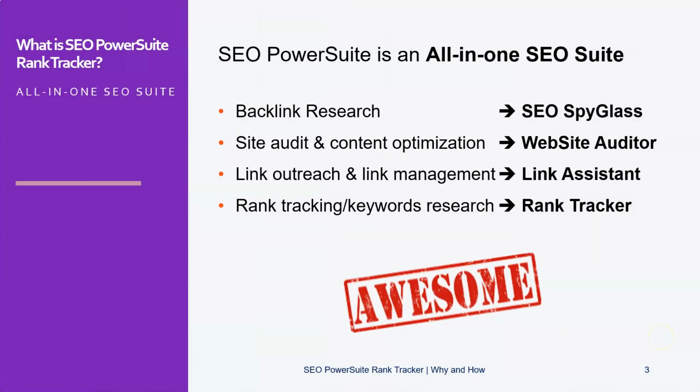So SEO PowerSuite is an all-in-one SEO suite, and I have the whole suite, so I could do all this stuff. But to be honest, I only use the rank tracker. I have used the other tools as well, and they are pretty good, but I'm not doing my own link outreach and link management, for example. And for site audit and content optimization, I use other tools. And for backlink research, I use Ahrefs, for example. And therefore, I eventually went for rank tracker only.